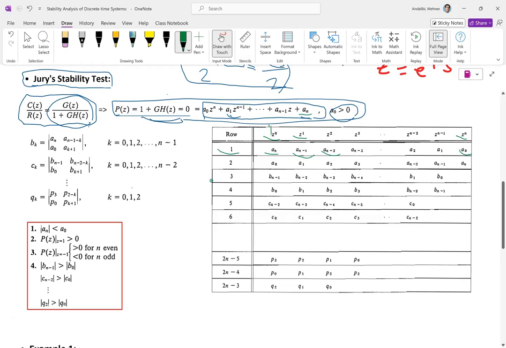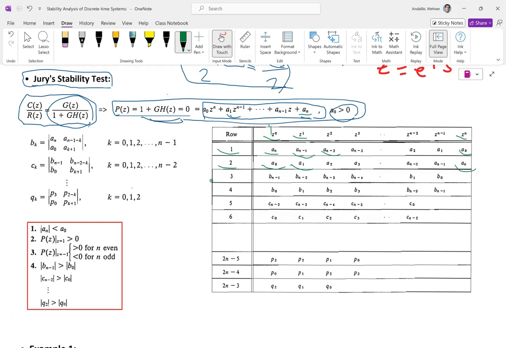Okay, so coefficients go from the lowest order to the highest order. In the second row, you just reverse the first row. That's all you do. So if row 1 starts with an and ends with a naught, you do the opposite: you start with a naught, go a1, and end up with an. So row 2 is exactly the flipped version of row 1.